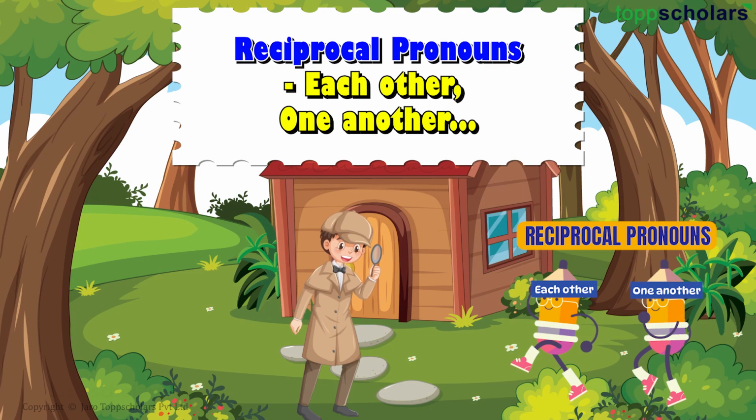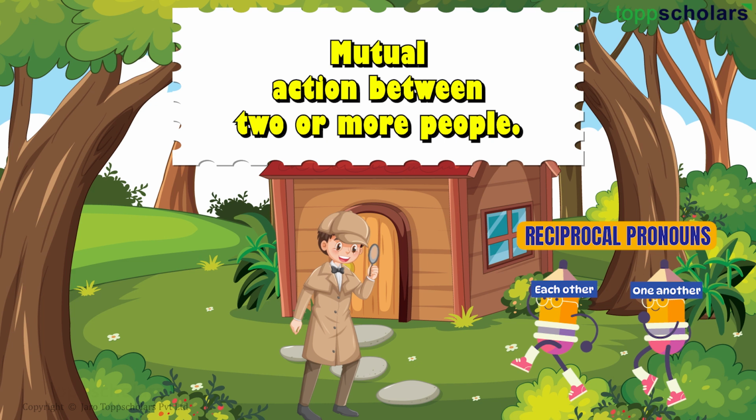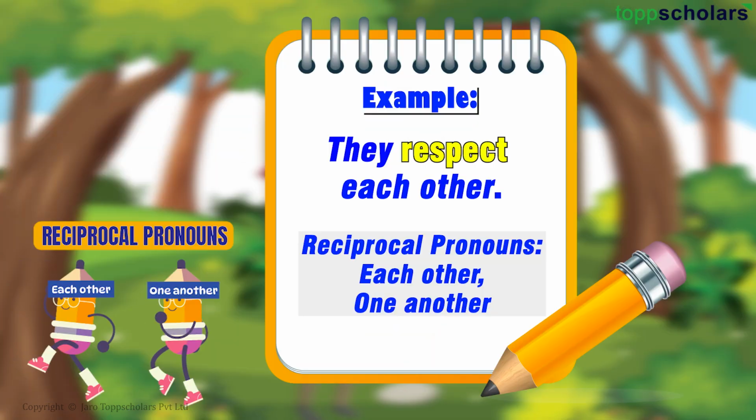These are the jolliest of all the types of pronouns. We are useful in showing a reciprocal relationship between two subjects in a sentence. For example, they respect each other. You emphasize mutual actions between two or more people. Yes, for example, subject, noun, words such as they, them, and those.